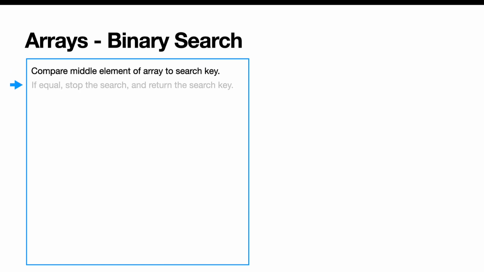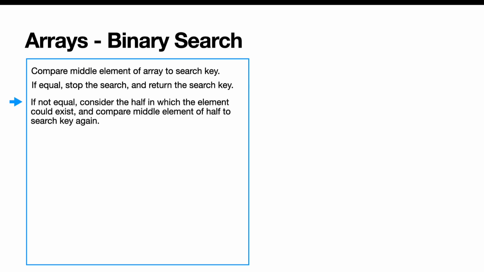Let's now look at binary search. In binary search, we start by checking if the middle element of the array equals the search key. If the middle element equals the search key, then we stop the search and return the middle index. If the middle element is not equal to the search key, then we ignore the half in which the element could not exist. We will consider only the half in which the search key could exist.